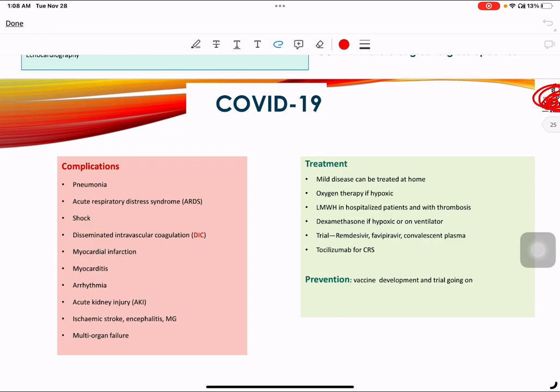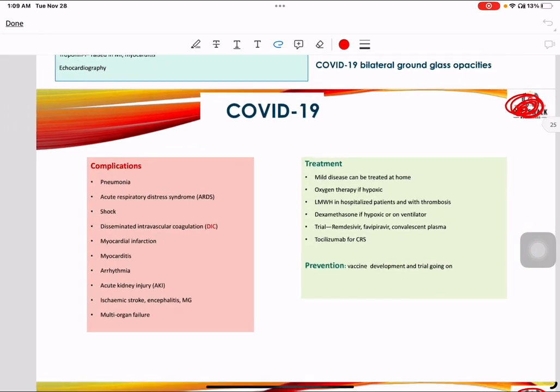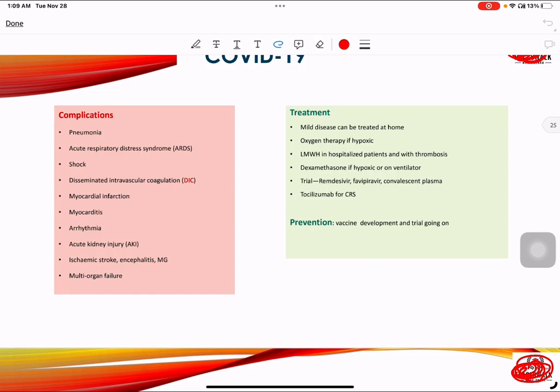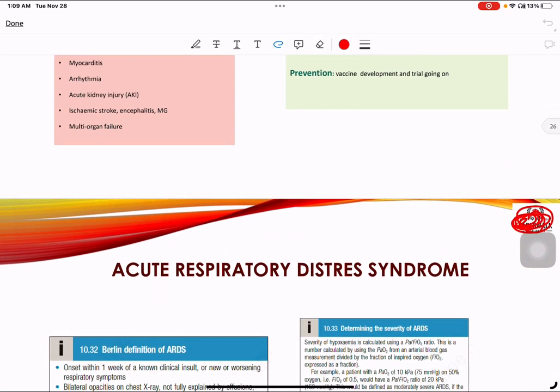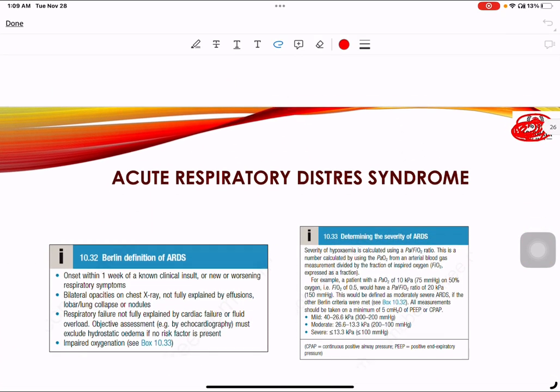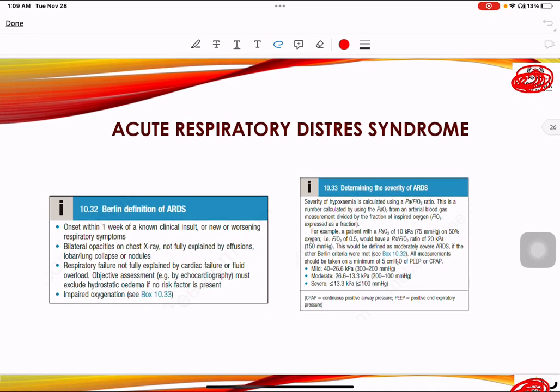Dexamethasone may be given to a patient with hypoxia or on a ventilator. There are some antivirals like remdesivir and favipiravir to treat a patient with COVID-19. There are some biologics like tocilizumab, or convalescent plasma, that may be given to the very critically ill patient. Vaccine protects to some extent, but it is not 100% protective.